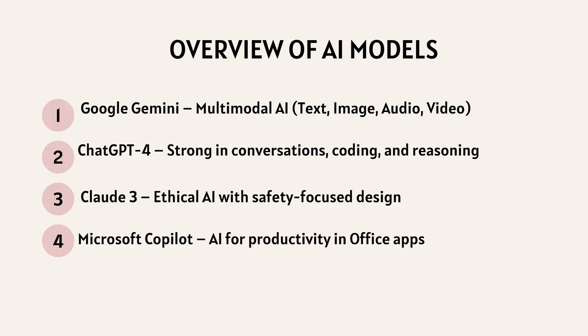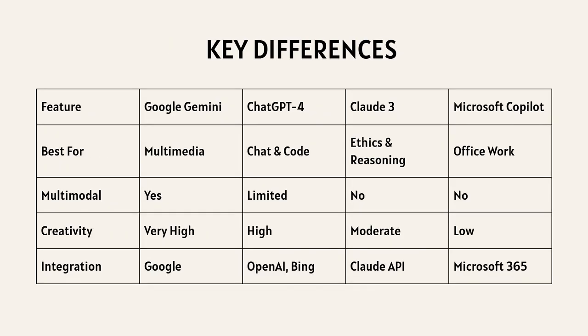Now let's explore how these models differ from each other. Each AI model is designed with different strengths and purposes. Here's how they compare. The first important key difference is use case. Gemini is great for handling different types of media, while ChatGPT is best suited for conversation-based tasks and coding. Claude focuses on responsible and ethical AI usage, while Copilot is primarily useful for office-related work.